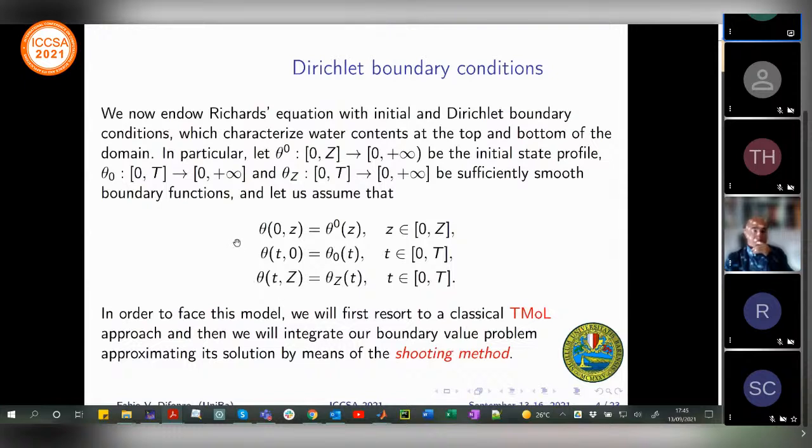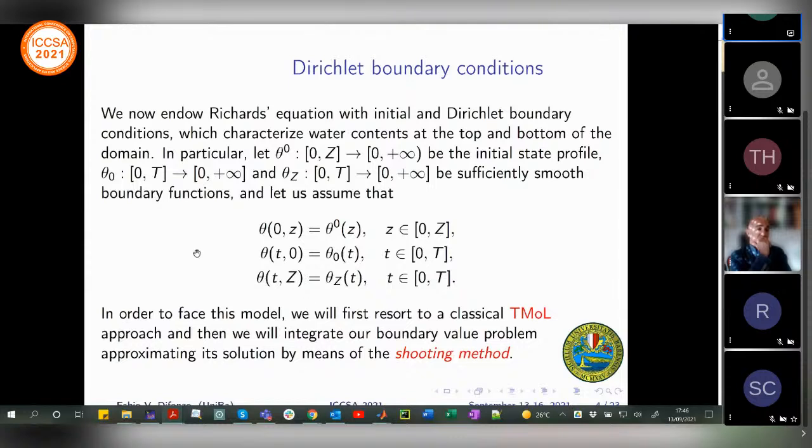Of course, we can also consider different kinds of conditions. For example, Neumann conditions, when you just give the initial condition theta super 0 and top conditions both on theta and on its gradient. This is also quite common, but it is not considered in this approach. Despite this, we will see that our approach will be very close to dealing also with this kind of conditions. But we will see that later when we apply the shooting method to solve this problem.